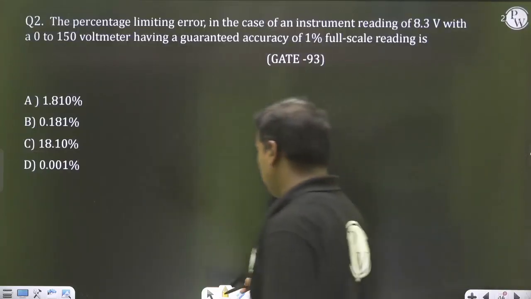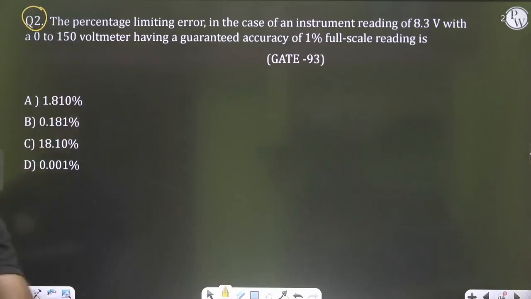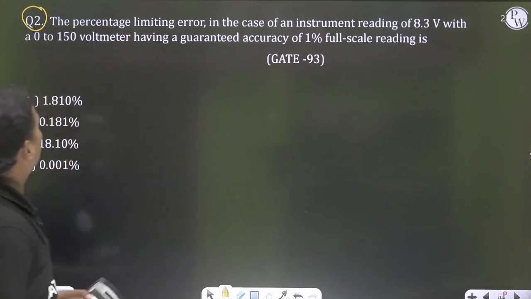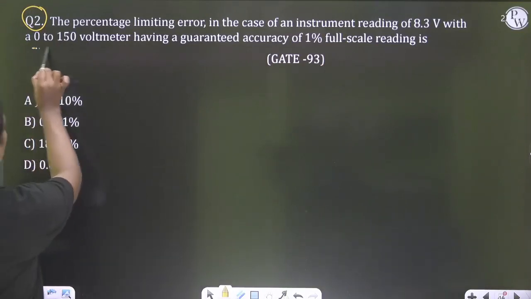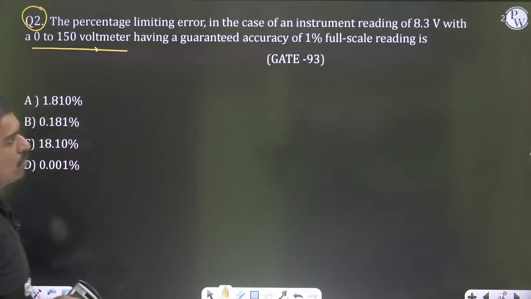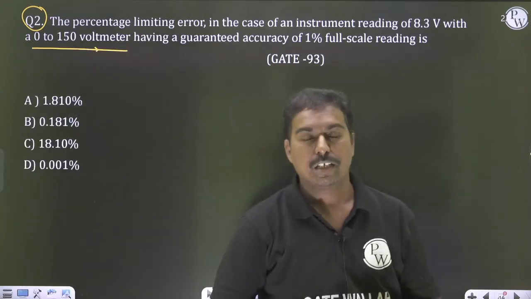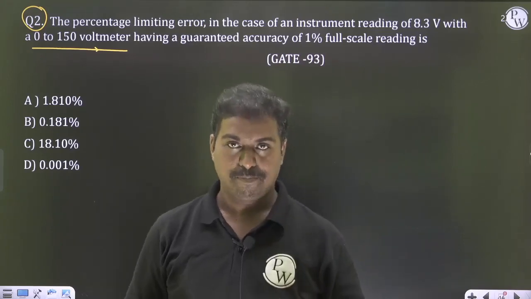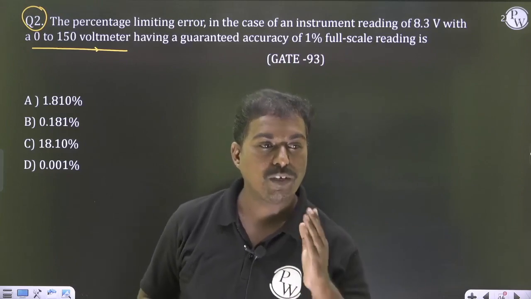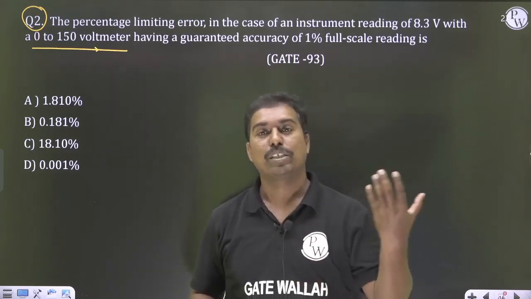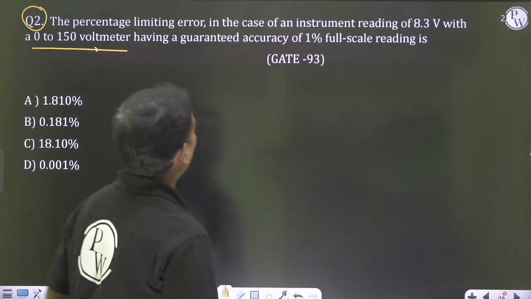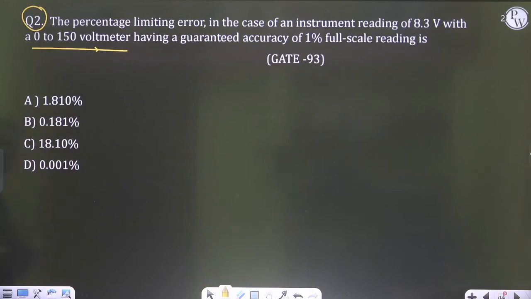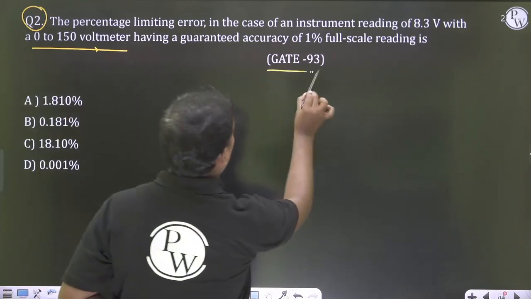Question number 2. The percentage limiting error in the case of an instrument reading of 8.3 volts with a 0 to 150 volt voltmeter having a guaranteed accuracy of 1% full scale. Just before, we discussed what a guaranteed accuracy error is and what the limiting error is. Guaranteed accuracy error is always expressed with reference to the full scale value.